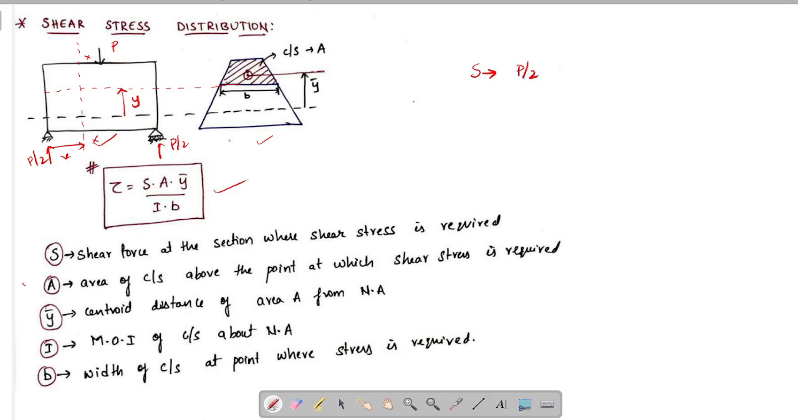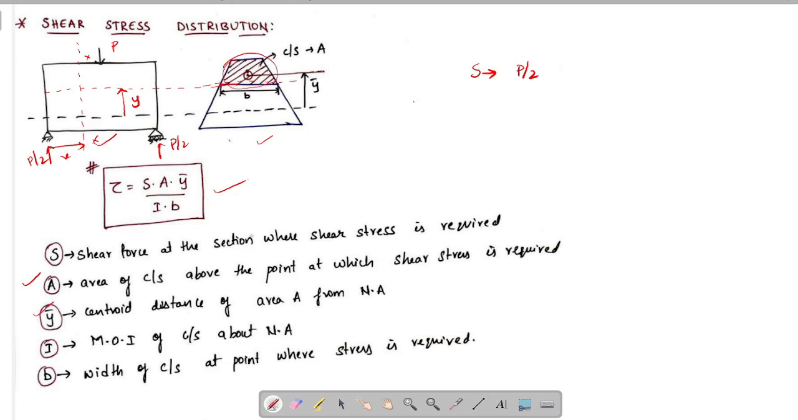Now, what is A? A is nothing but area of cross section above the point at which shear stress is required. Here, we are finding shear stress at a distance y from neutral axis. That means area above this point is this area.